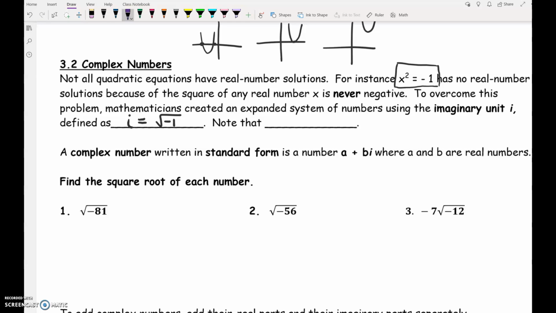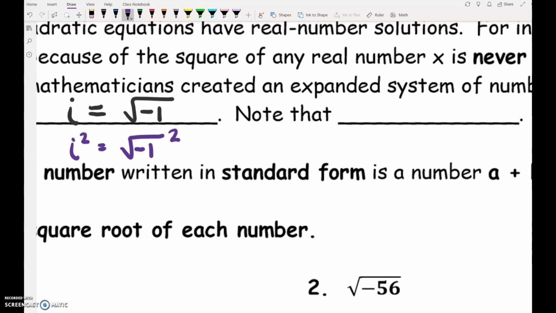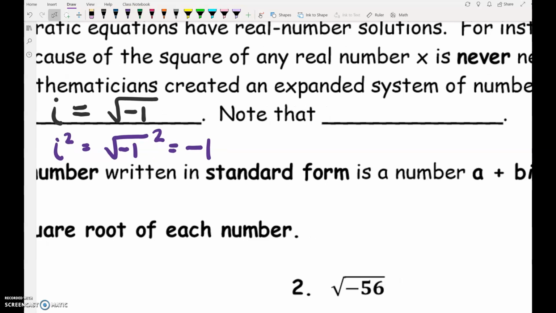An interesting thing happens if we take i and square it. If we square i, we are taking the square root of -1 and squaring it. The square root and the square are going to cancel each other out, leaving us with simply -1. So in the second blank, note that i squared equals -1.